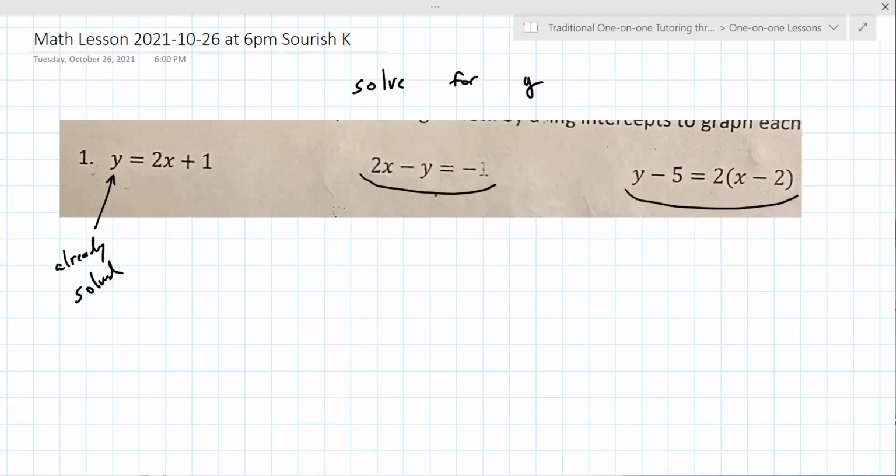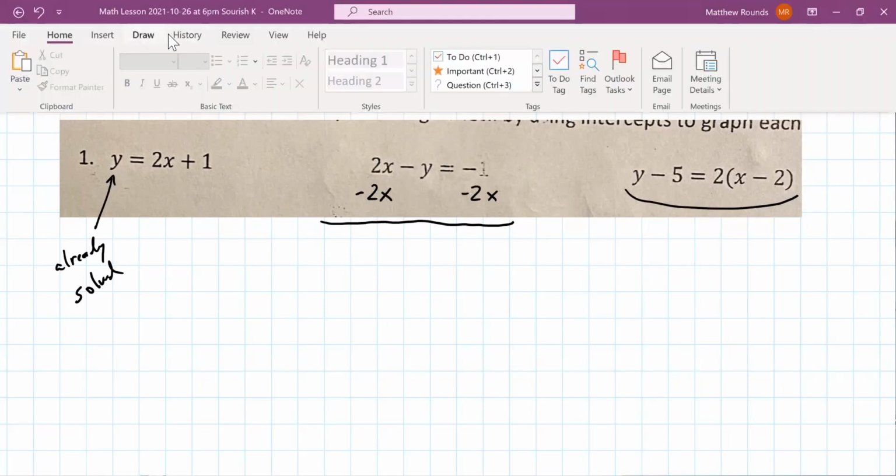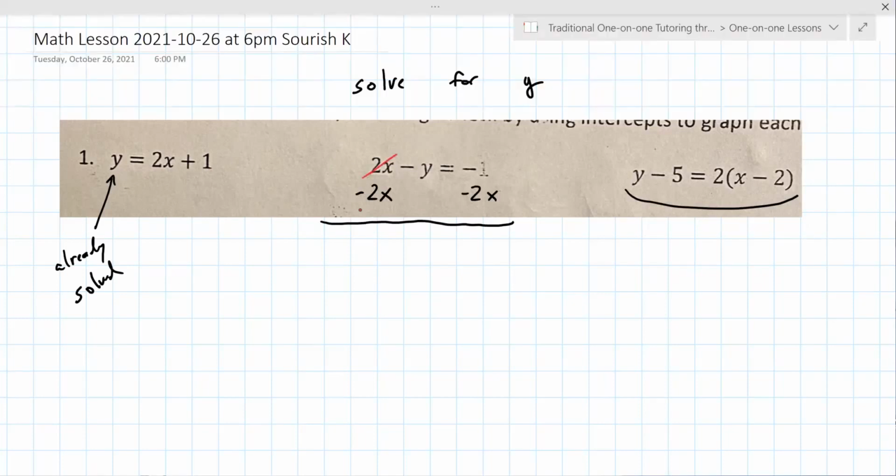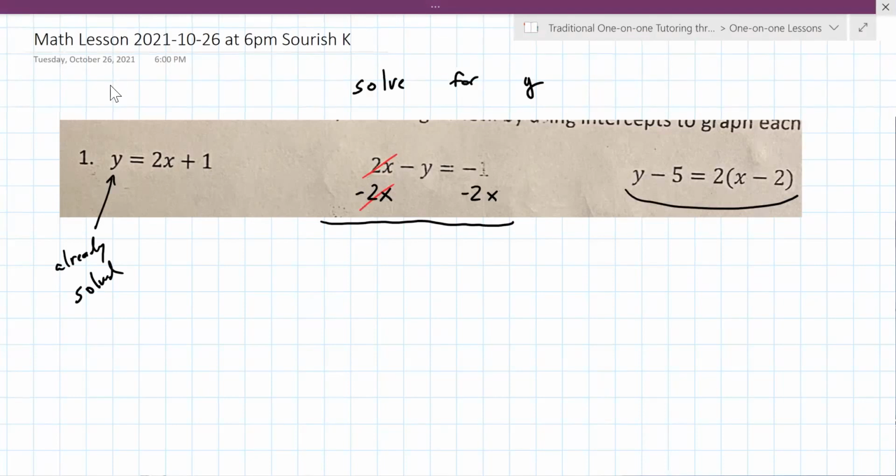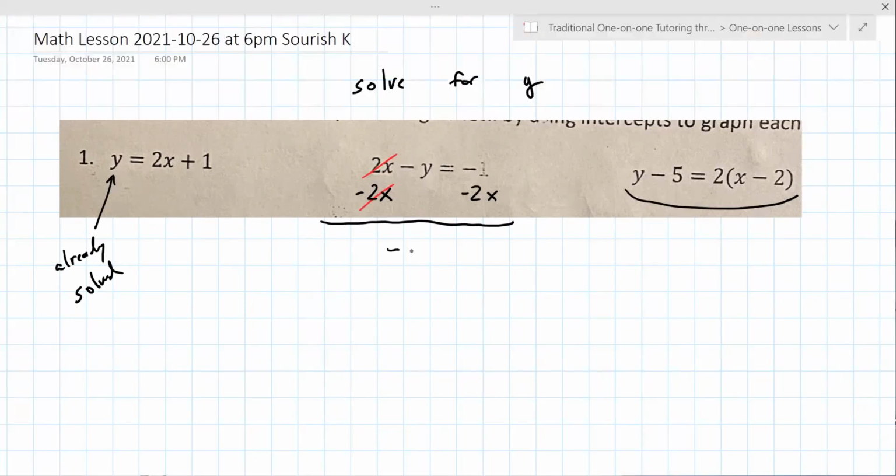Which one do you want to do first, the middle one or the one on the right? The middle one. Okay. Now, normally you do this by subtracting 2x from both sides of the equation. So you subtract 2x, subtract 2x. The 2x and the minus 2x are the same, so they cancel. So what is left over on the left-hand side? It's minus y, because this minus goes with the y. Do you see that?